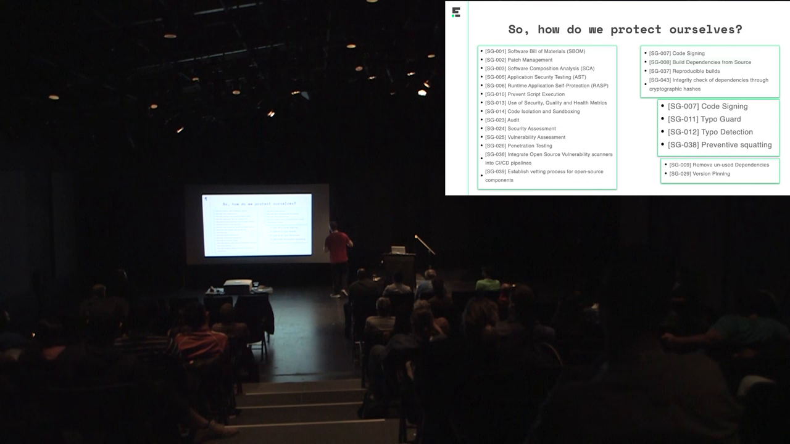What are other people doing? People are looking at preventative squatting. If they publish internal first-party libraries that are frequently reused, they will reduce the probability of dependency confusion by publishing that same name externally. If you can control the name externally, that is where you can start to reduce the probability that someone can confuse a package manager.